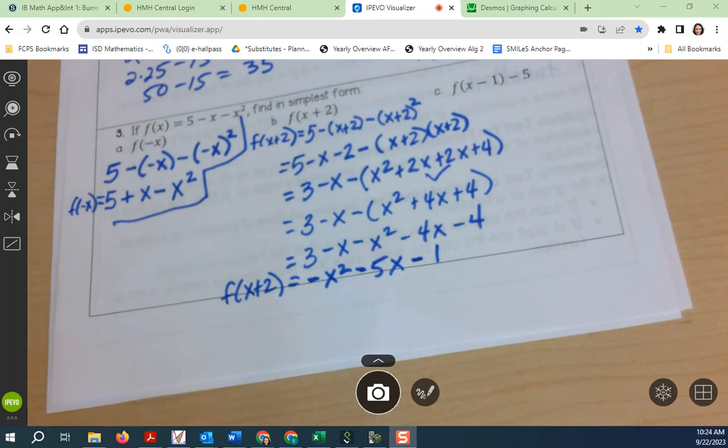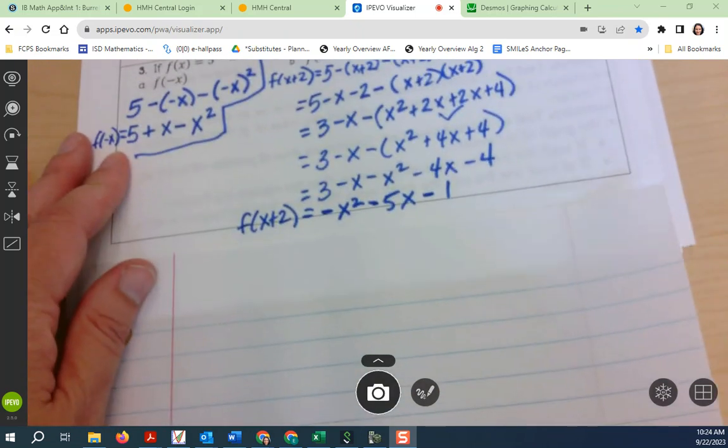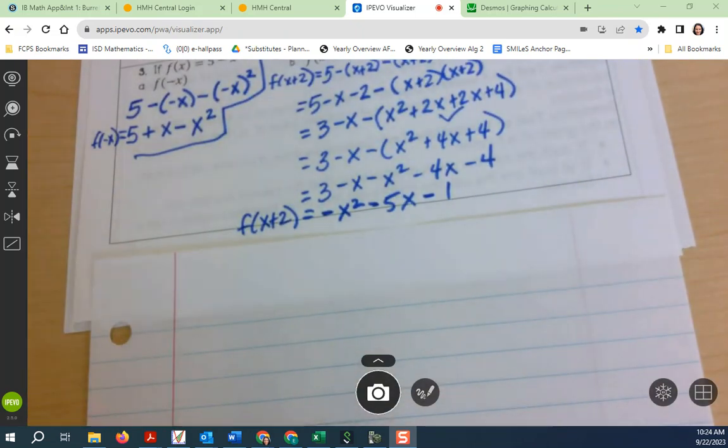All right, the next one is interesting because it has f of x minus 1, and then it has minus 5 at the end. That minus 5 at the end just means whatever you get from your answer, you just subtract 5 from it at the end. I'm running out of space, so I'm going to grab a piece of paper. If you are also running out of space, feel free to work on a separate piece of paper. Okay, so I'm going to do part C here.